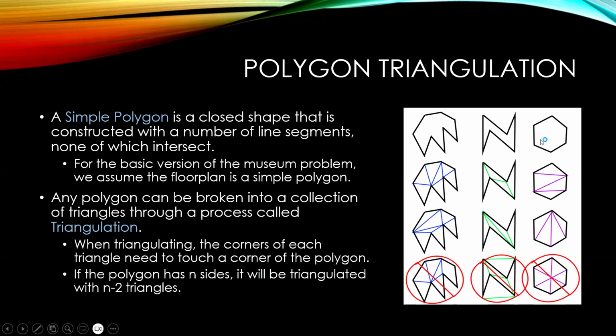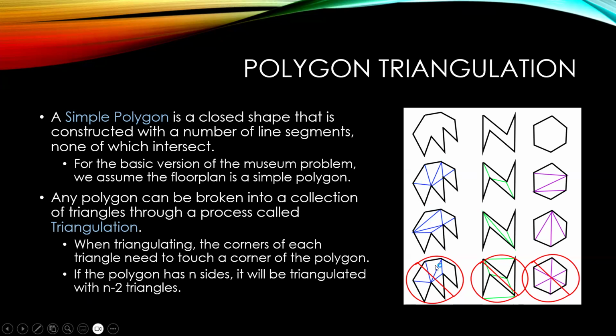And so here I have 3 simple polygons, and I've triangulated them a couple of different ways. You can see in this first case, we have 1, 2, 3, 4, 5, 6, 7, 8, 9 different walls. And so we end up with 1, 2, 3, 4, 5, 6, 7 different triangles. And that's where this n minus 2 comes in. 9 walls, 7 triangles. Each of the triangles has corners which are touching the corners of the museum itself.